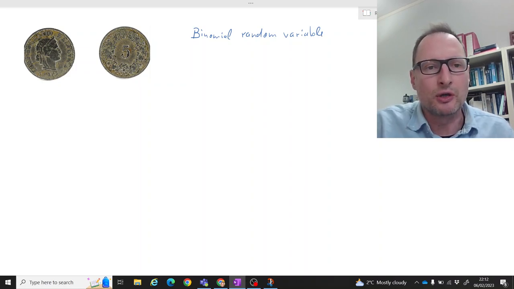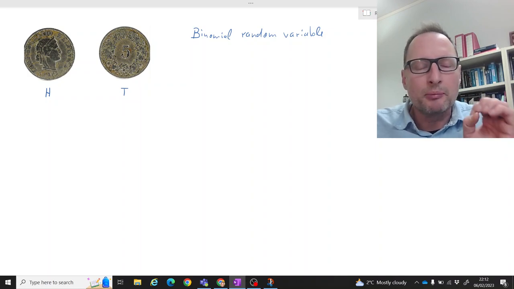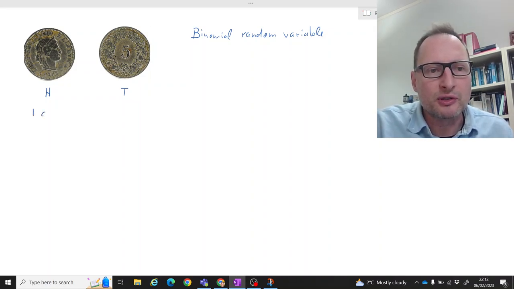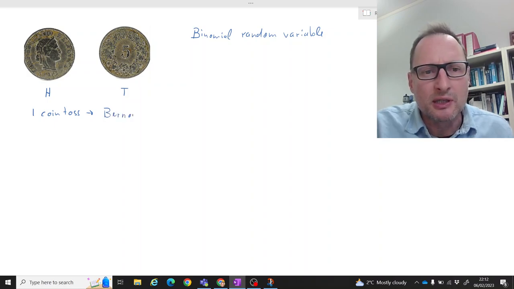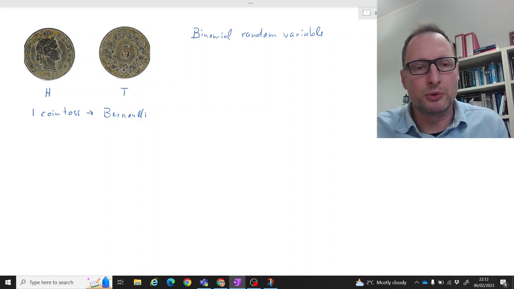Think about having a coin, and when you toss it once, you either get heads or you get tails. That by itself is what the outcome of this coin toss is, what we call a Bernoulli random variable. So one coin toss produces outcomes that follow a Bernoulli random variable, or a Bernoulli distribution.